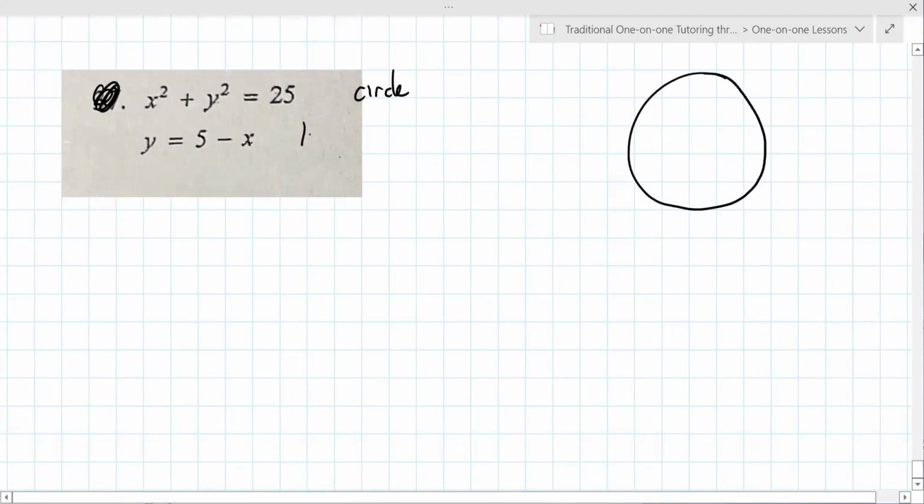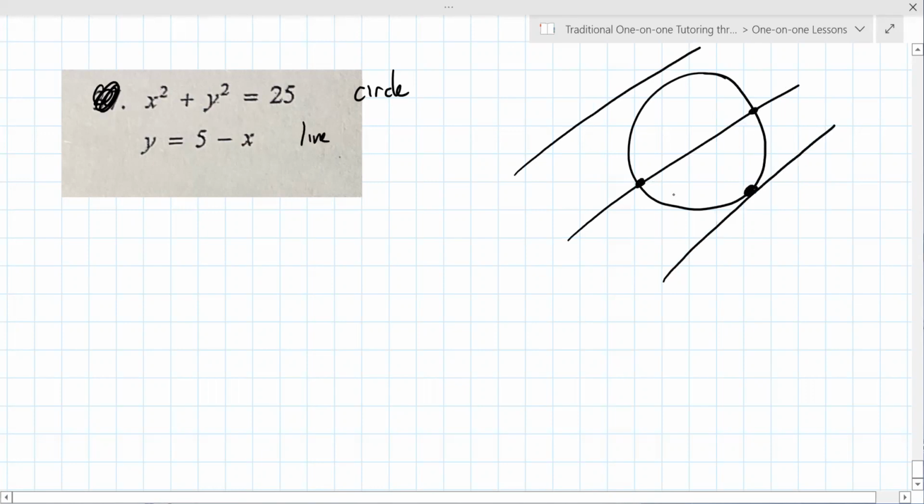The second one is a line. So the line could miss the circle. It could go through the circle and hit twice, or it could hit it in one spot. So the point here is you could have 0 solutions, 1 solution, or 2 solutions. Believe it or not, on standardized tests like the SAT and ACT, they actually even ask questions like, how many solutions does this have? And you may just have to answer something simple like this.